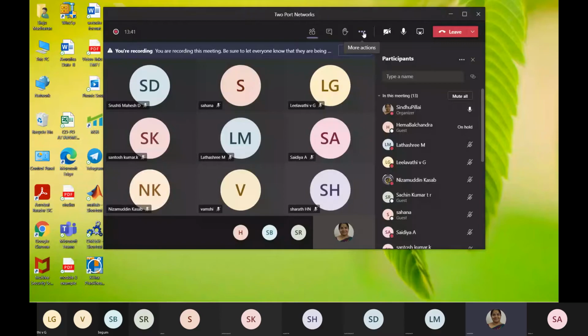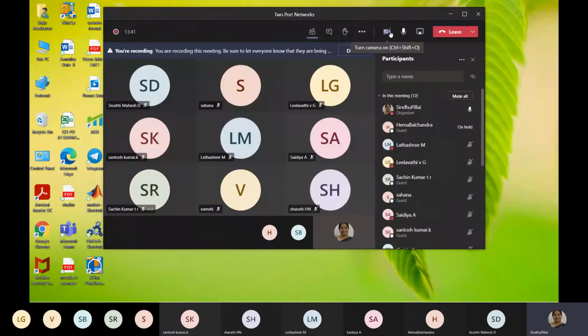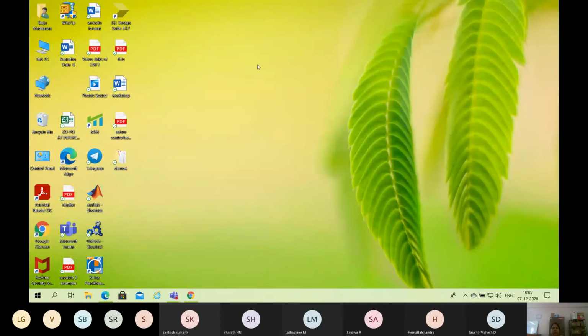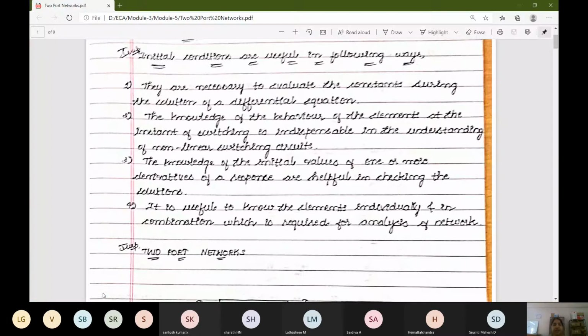Before moving on to the two-port network, first we'll see some initial conditions, some important points. Why are these initial conditions useful? At times they will ask for them in the exam.